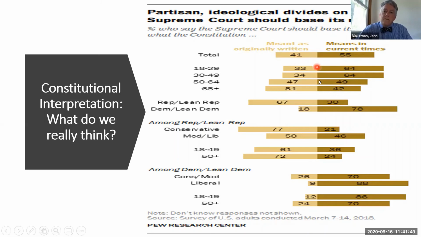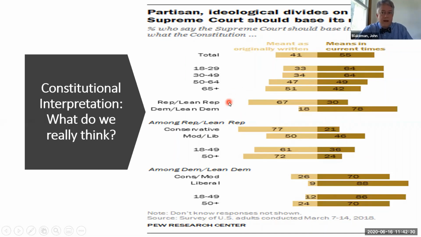Look how it breaks down upon age, though. 18 to 29-year-olds: two-thirds of them say the Constitution should be interpreted in current times as sort of a living Constitution. And it's only when you get to people who are 50 to 64 where we start to see public opinion pretty much split down the middle, and then people who are 65 and older who clearly gravitate, well, 51%, I should say, to original intent. So it's interesting how age affects your view of constitutional interpretation.